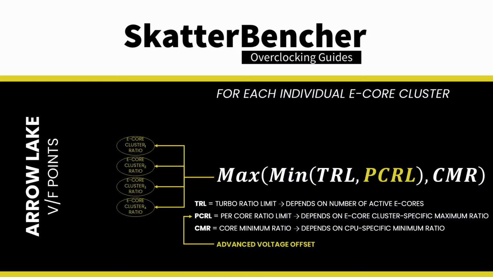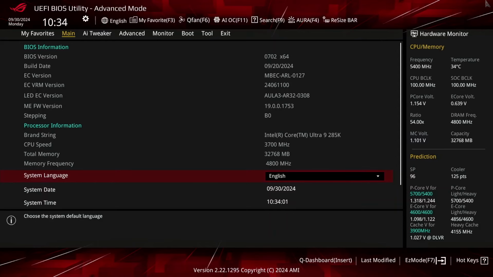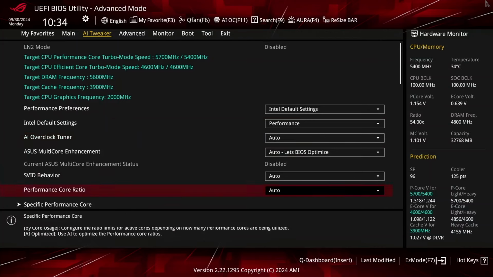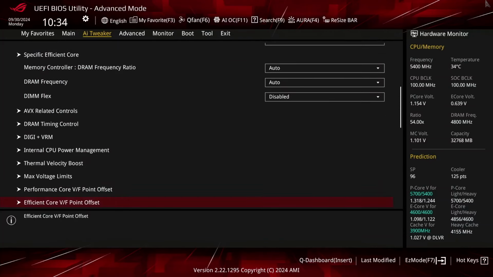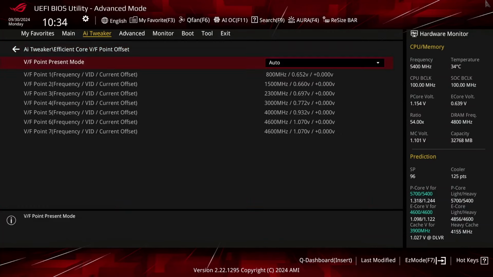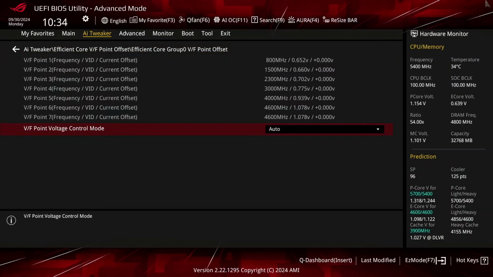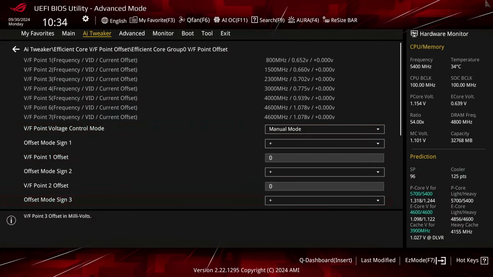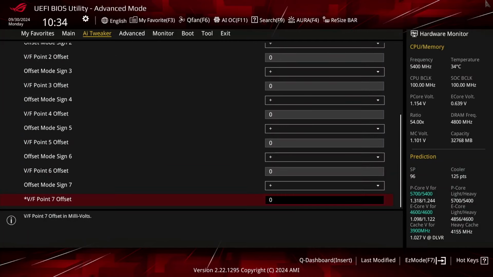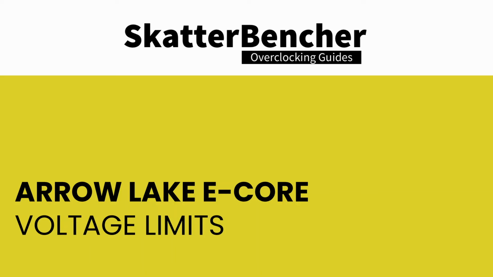If you use granular ratios, keep in mind that those are downbinned from the next full ratio. In other words, the OC ratio cannot be a granular ratio. You can set a negative or positive voltage offset for each of these VF points and for each of the E-core clusters. The final OC ratio's base voltage will be the user-configured adaptive voltage. In the ASUS ROG BIOS, you can configure the E-core VF points via the AI Tweaker Efficient Core VF Point Offset submenu. To safeguard the processor, Intel has imposed strict voltage limits for the E-cores.